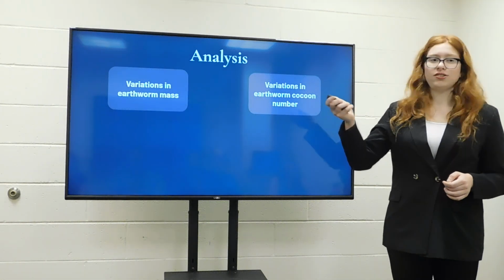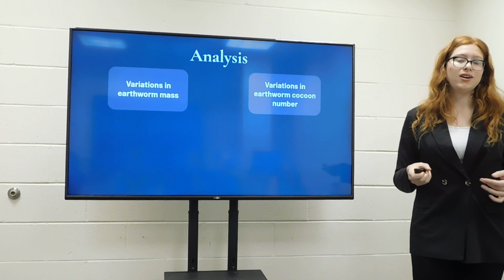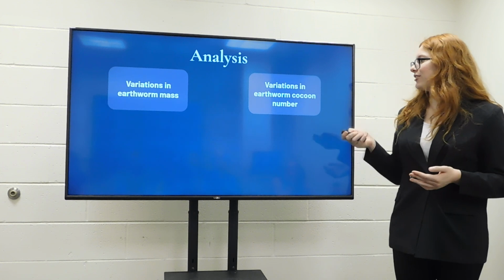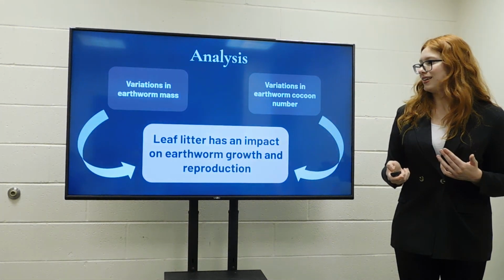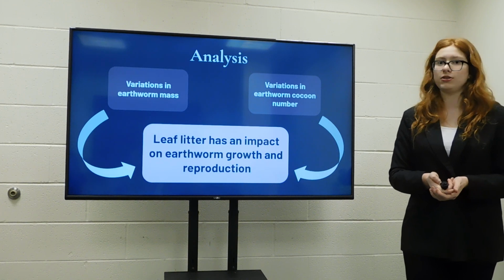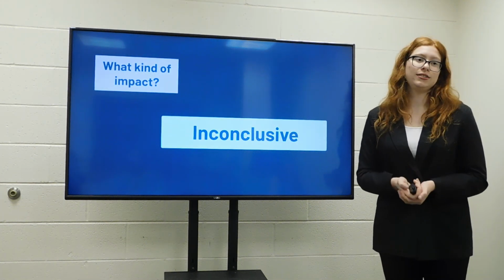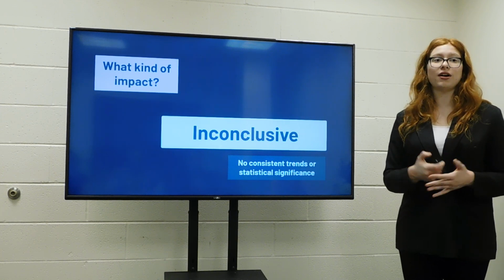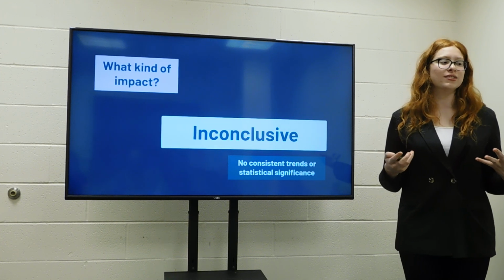These variations in earthworm mass, which was used to determine the actual growth of the earthworms, because the more you grow, the greater your mass is, and the variations in earthworm cocoon number, which I used to indicate reproduction, lead to the conclusion that yes, leaf litter does have an impact on earthworm growth and reproduction. However, what kind of impact? It is inconclusive. Again, I had limitations to my data, primarily due to time, and I was unable to determine any consistent trend or statistical significance from my results.